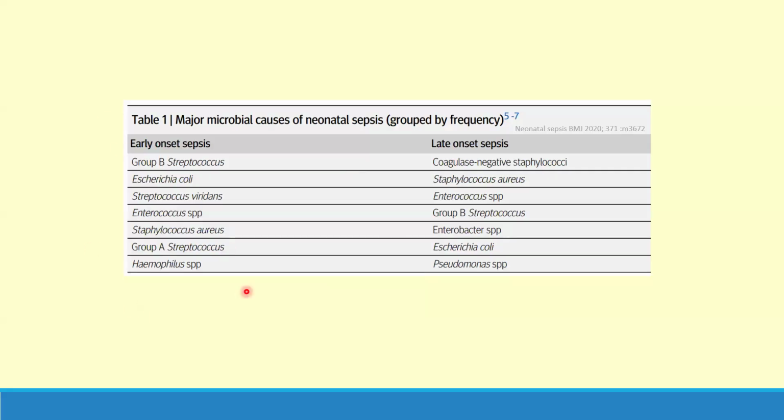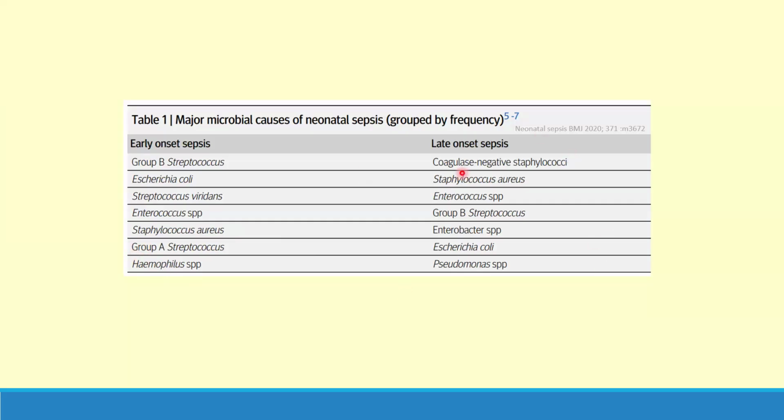This is just a list of the common organisms. So early onset, as we mentioned, for us, it's group B strep and E. coli, things that are around the birth canal. And then other alpha hemolytic strep and enterococcal species, things that live around the anal genital region, and less commonly group A strep, Haemophilus.